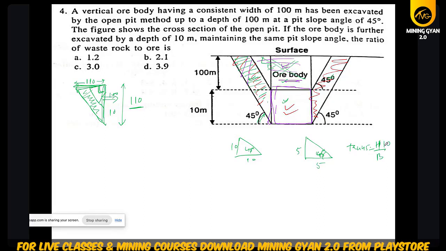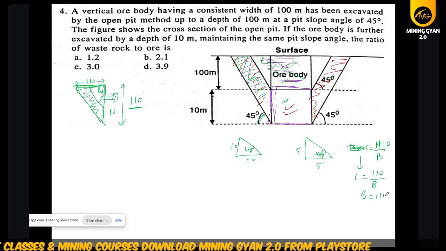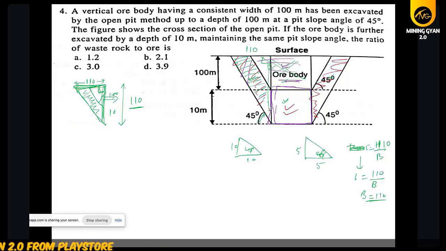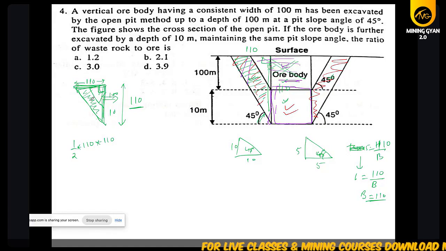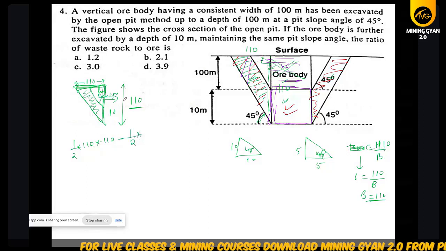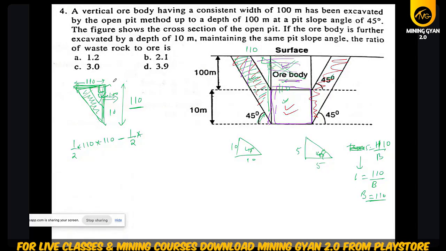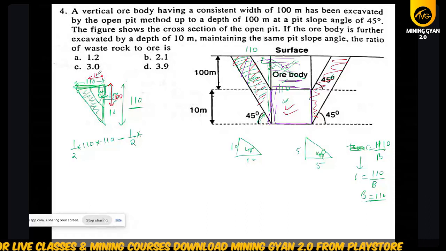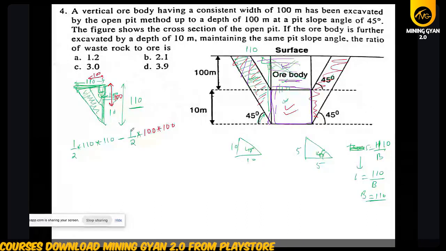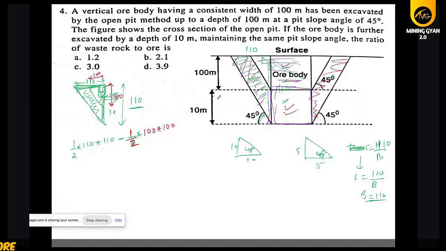If he has given the height, then put the value: tan 45 equals 1, height 110, so base equals 110. It depends on you, just 110, 110. So the area of this will be 1/2 multiplied by 110 into 110, minus this one, minus 1/2 into, this height will be 100. This height will be 100. So 100 into 100. So you will get this area.